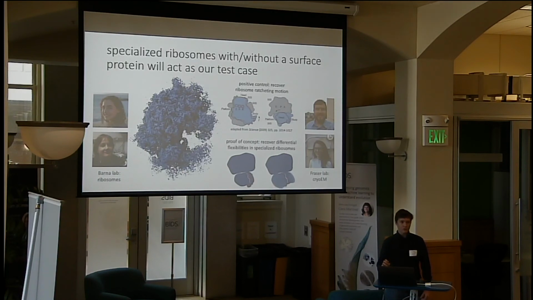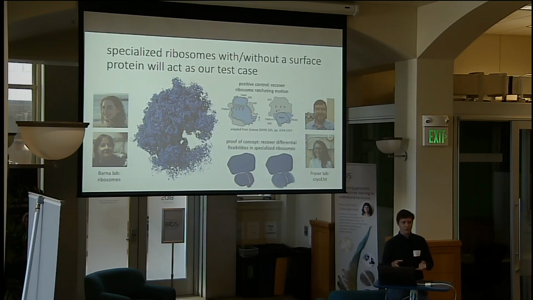We're going to apply this to the ribosome for a positive control and a proof of concept. Our positive control is if we feed it a model that has only one ribosome structure, and we get out the versions of the ribosome as it's going through its ratcheting motion while it's translating RNA into protein, then we'll know that we're getting new information out that we couldn't get before. We're not just getting model bias if we start with one model and get several models that we know are biologically relevant.